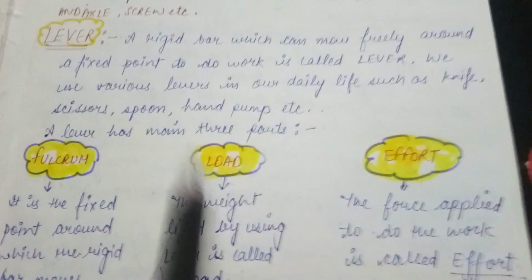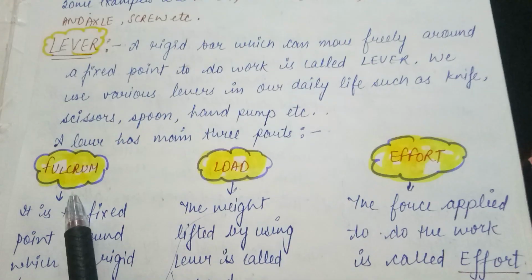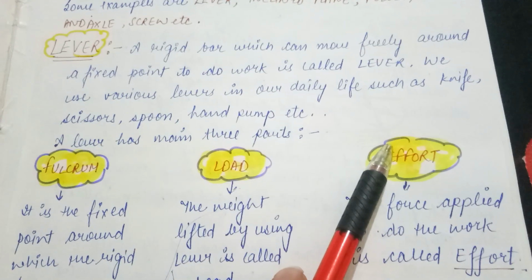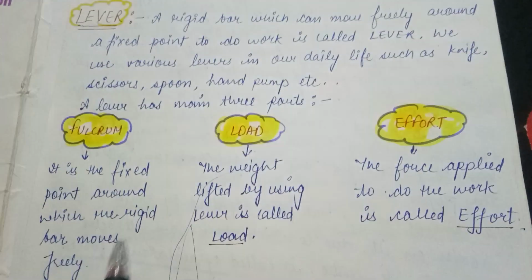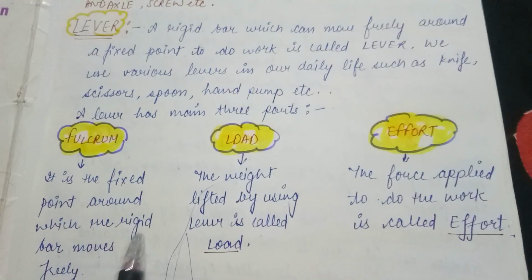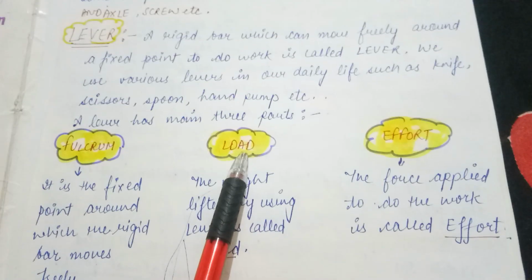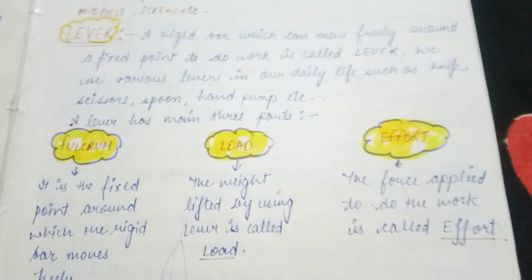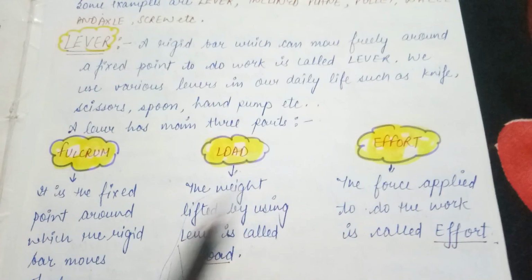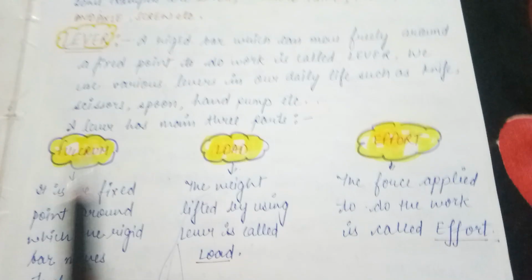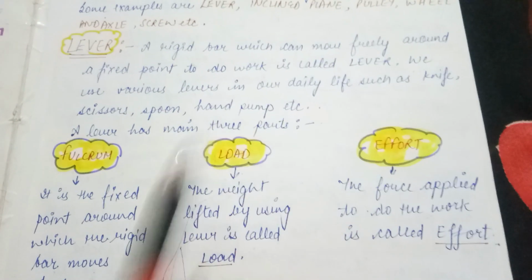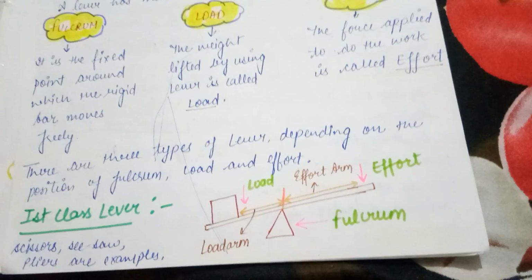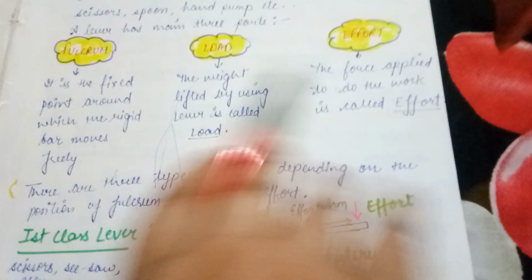A lever has three main parts: fulcrum, load, effort. Fulcrum is the fixed point around which the bar moves, and load is the weight that we want to lift. Effort, the force applied to lift the load, is known as effort. So these are the main three parts of a lever. Now students, there are three types of lever depending on the position of all these three parts.